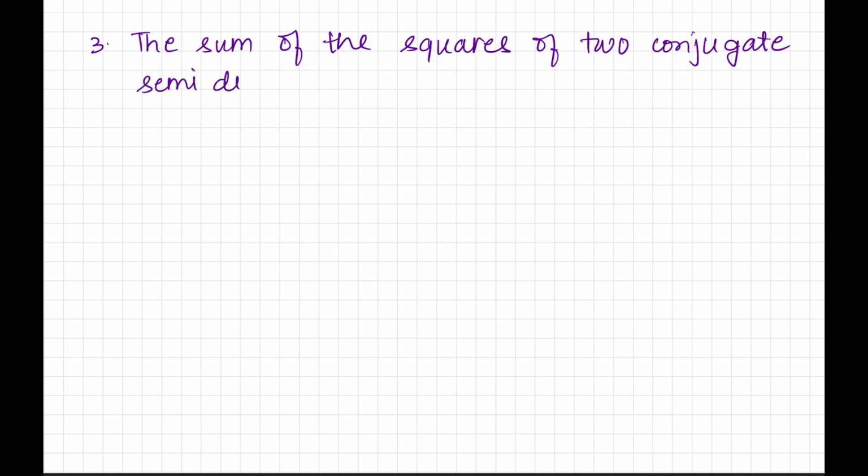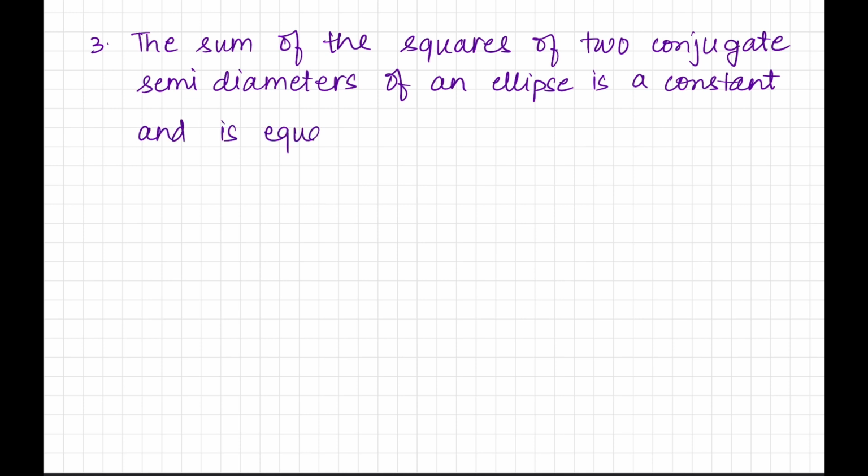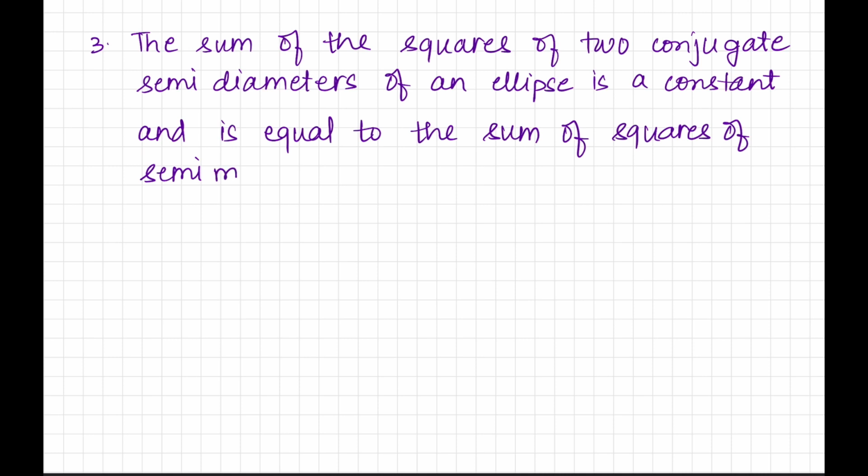Let us discuss another important point. This says the sum of the squares of two conjugate semi diameters of an ellipse is a constant and is equal to the sum of squares of the semi major and semi minor axis, that is a square plus b square.